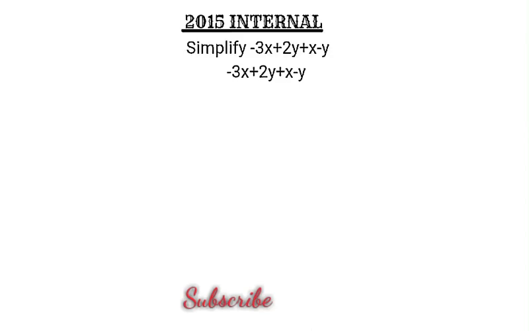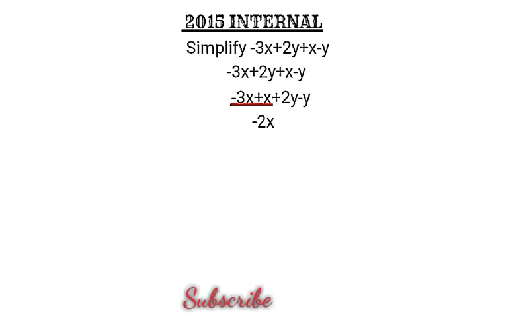What we're going to do is put like terms together and then simplify. So we write negative 3x, then we find another term that has x, which is plus 1x, then plus 2y, then minus y. Okay, we're going to add this expression first. Negative 3x plus x will give us negative 2x.